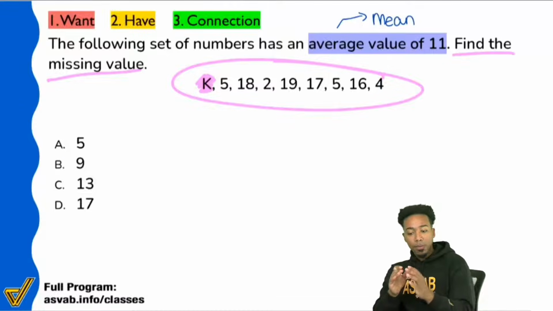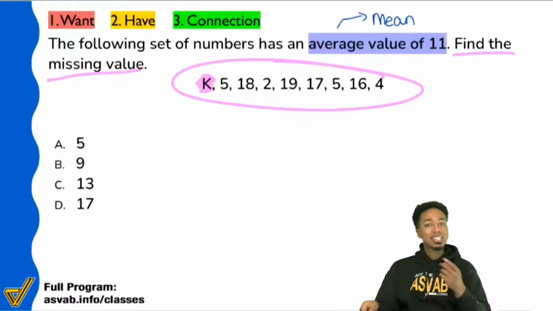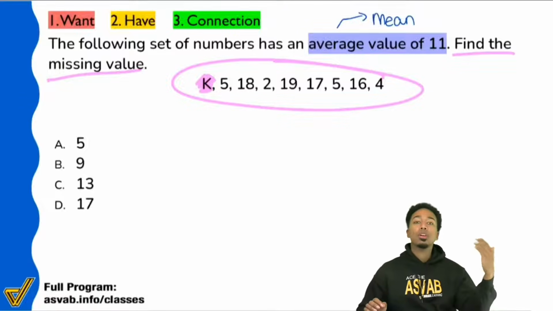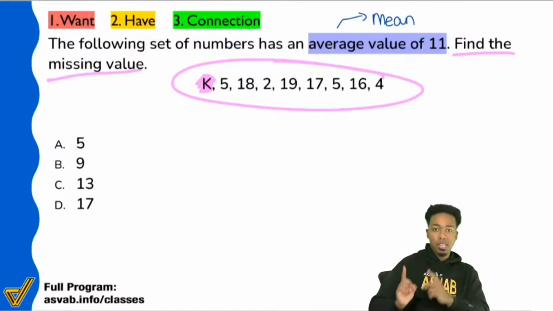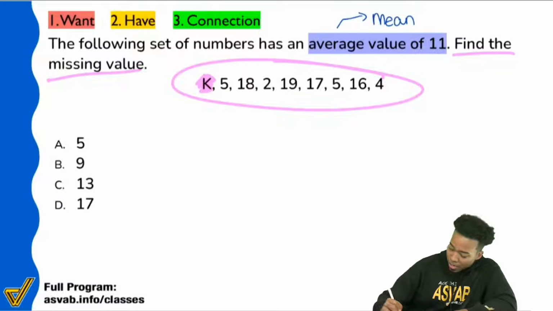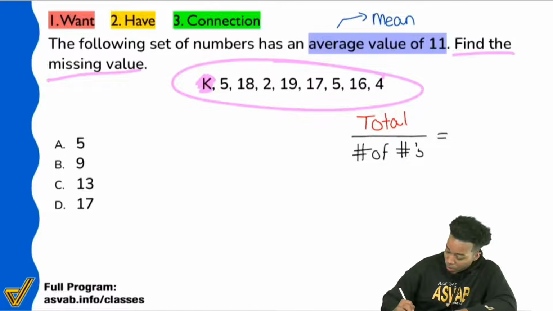So if we understood that we're looking for the missing number in the list, and we know that the average of that list is 11, we can do work with that. Because instead of being given the numbers, totaling them, then dividing to find the mean, we're given the mean, and we're going to work backwards to get the number. So let's see what we got going on, everybody. First, we'll write that formula: the total divided by the number of numbers equals the mean, which is 11.